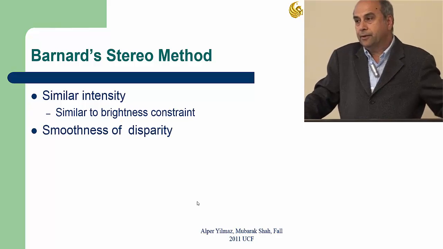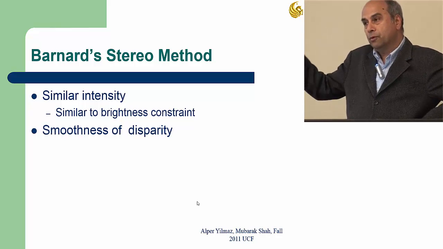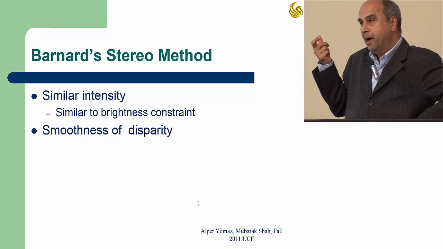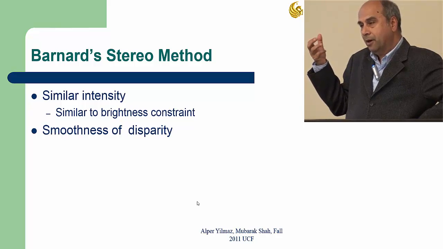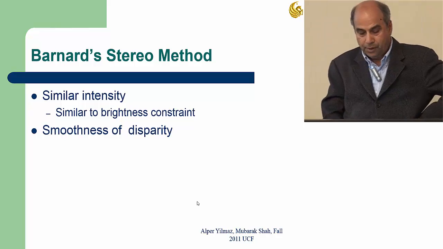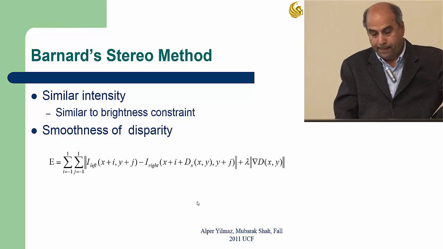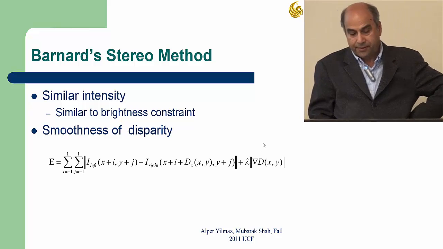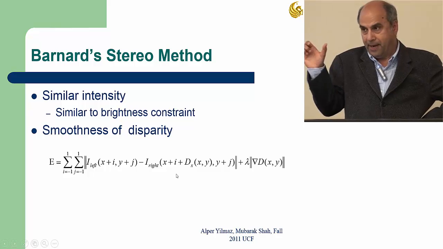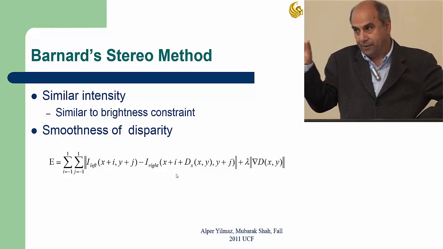But in addition to that, the disparity should be smooth over the image. It's very similar to what you remember in optical flow. We say brightness has to be constant, and also the motion has to be smooth. So that's the similar thing they use here, and this is expressed by this. This is the brightness similarity. We are looking at the left image, different pixel, and this is the right image with the disparity, because disparity will be a shift in the x direction.